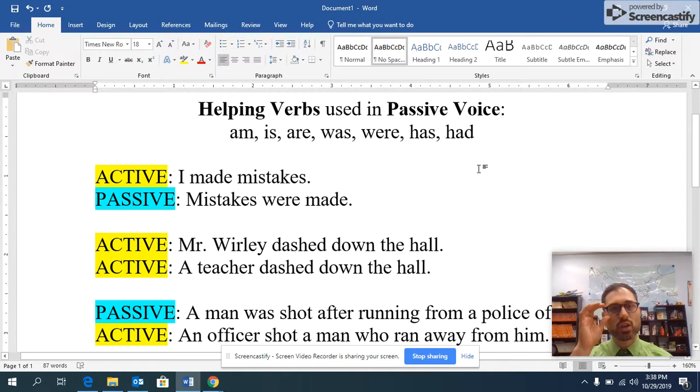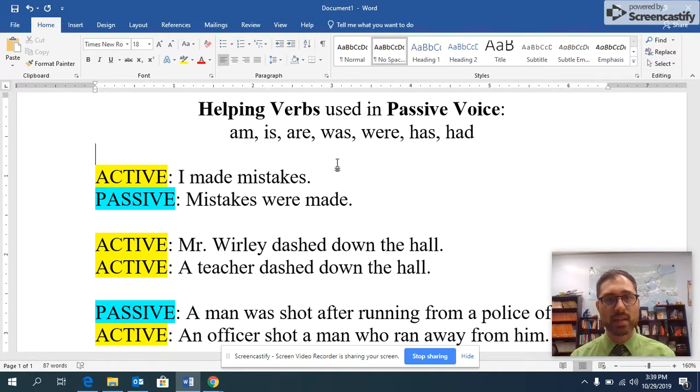Active voice tells us who is doing the action. Passive voice doesn't tell us who's doing the action. It just says an action was done, with our helping verb was. For example, an active voice would say, I made mistakes, and I am taking responsibility, and I say that I am the one making mistakes. If I don't want to say I'm the one making mistakes, I could say mistakes were made. We don't know who's making mistakes, but they're still being made. I'm not lying, and I'm not saying it's somebody else, but I know it's not I made mistakes.